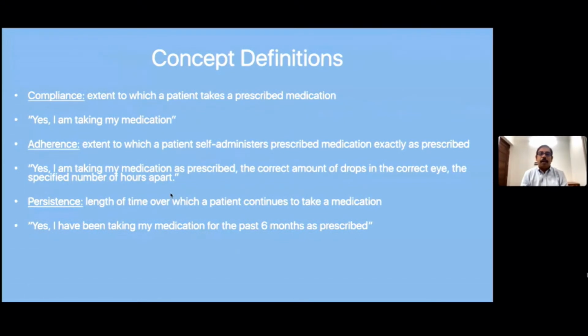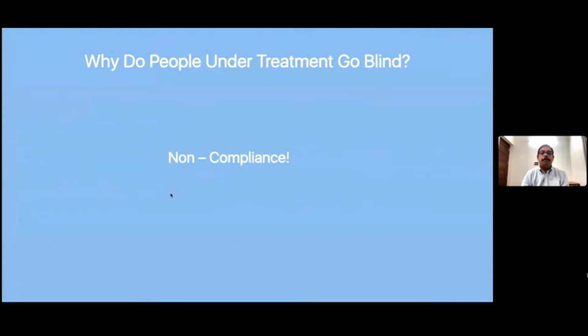So looking at the concepts, what does compliance really mean? It is the extent to which a patient takes a prescribed medication. Then there are two other words we need to remember. One is adherence: the extent to which the patient self-administers the prescribed medication exactly as prescribed. Persistence is how long the patient is able to continue with the prescription. So there are 3 things which we need to remember.